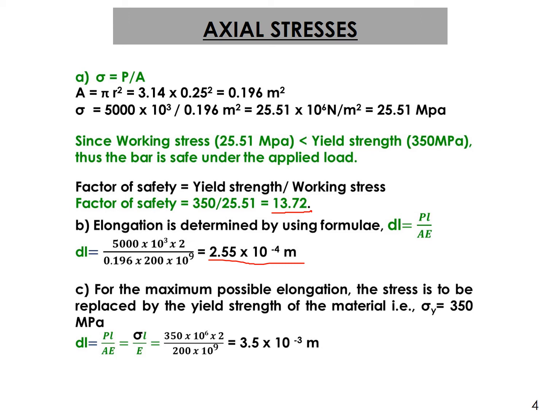So what I have done here, this P by A ratio has been replaced by sigma. It's nothing but the stress, and sigma is nothing but yield strength, which is already known to us. So what we can see here is that the maximum possible elongation would be 3.5 into 10 to the power minus 3 meters. So let's move ahead.